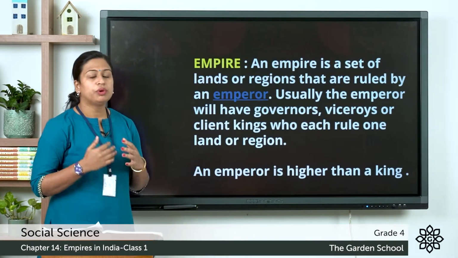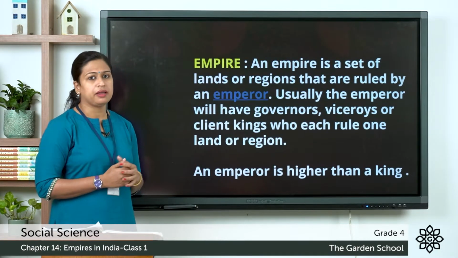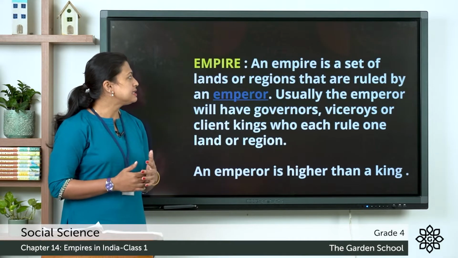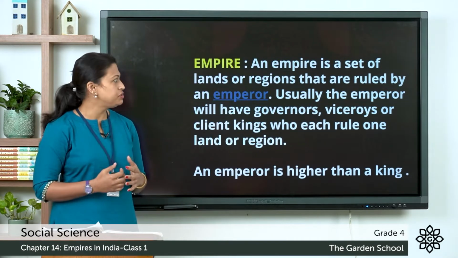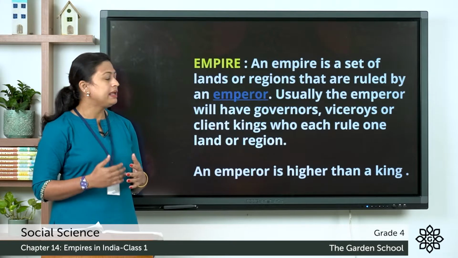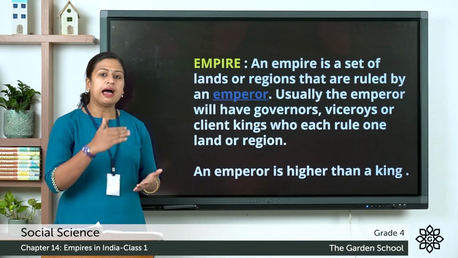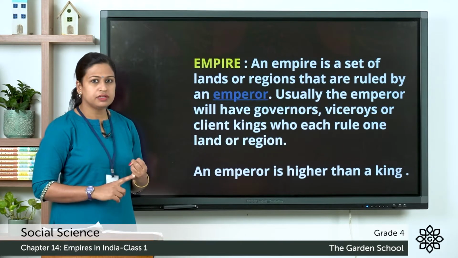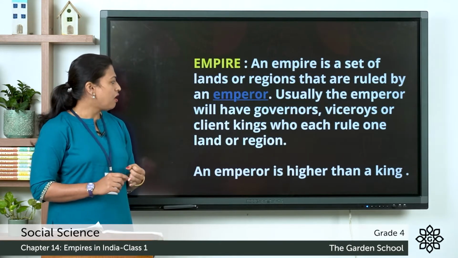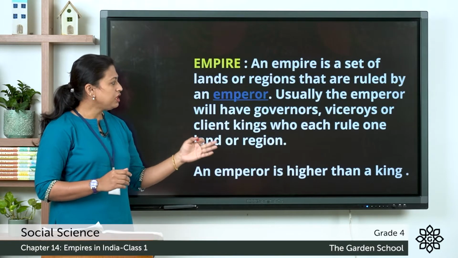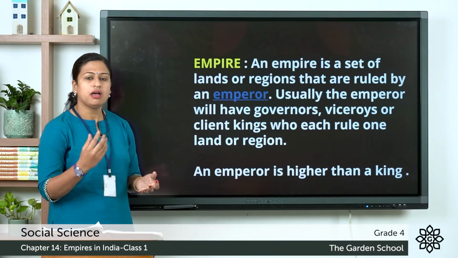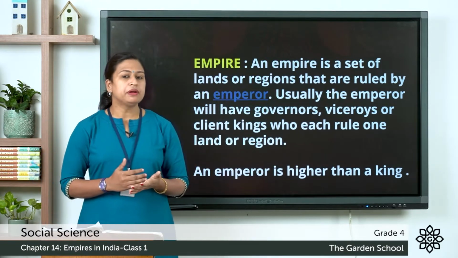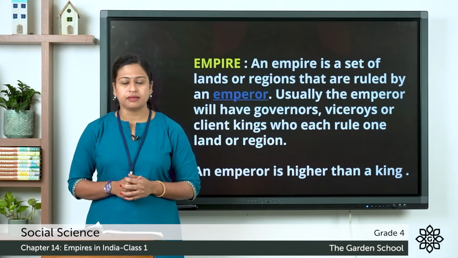Before that, what do you understand by this word empire? An empire is a set of lands or regions that are ruled by an emperor. Emperor is higher than a king. Usually, the emperor will have governors, viceroys or client kings who each rule one land or region. So, emperor is higher than the king.